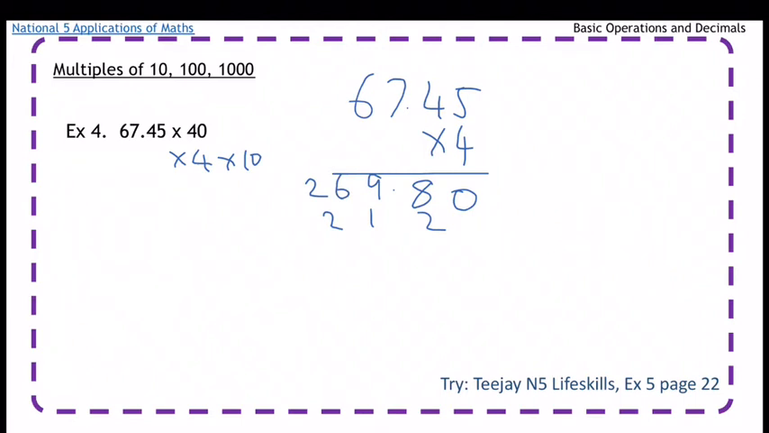And then we times it by 10. So I'm going to take the decimal point and move it one space to the right. So it becomes 2698 as my final answer.